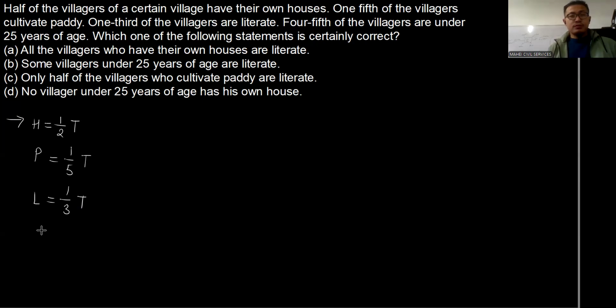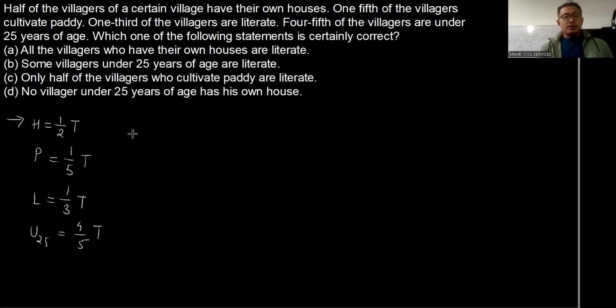4/5 of the villagers are under 25 years of age. Under 25 is 4/5 of the total.